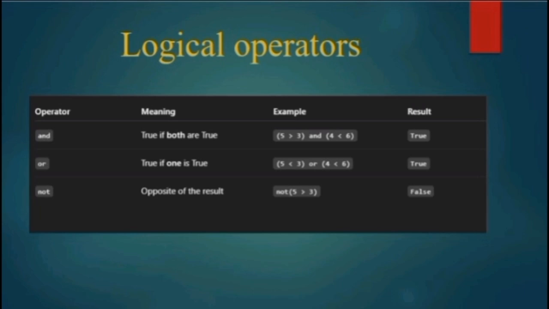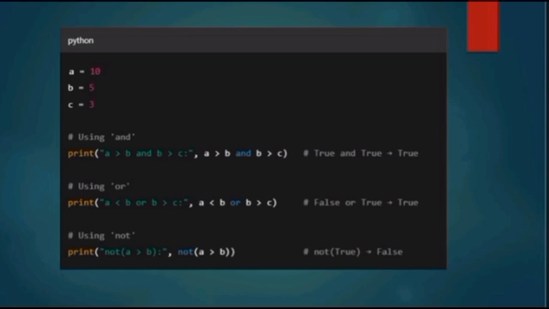Next one, not. Not reverses the result, making true into false and vice versa. Example, not (y > 3). It is false since 5 greater than 3 is true, and not makes it false. These operators are useful in programming for decision making, helping to control how a program responds to different conditions. Here you can see one more example for the logical operators and, or, not.